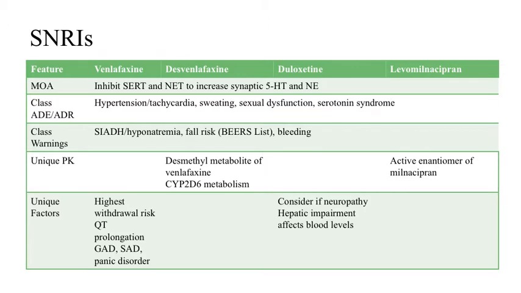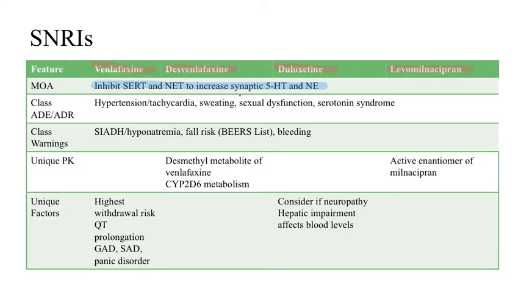The primary SNRIs I will mention are venlafaxine or Effexor XR, desvenlafaxine or Pristiq, duloxetine or Cymbalta, and levomilnacipran or Fetzima. Again, these are all serotonin-norepinephrine reuptake inhibitors that block SERT and NET to increase both serotonin and norepinephrine in the synapse. This leads to their class-specific adverse effects, both serotonergic and noradrenergic.